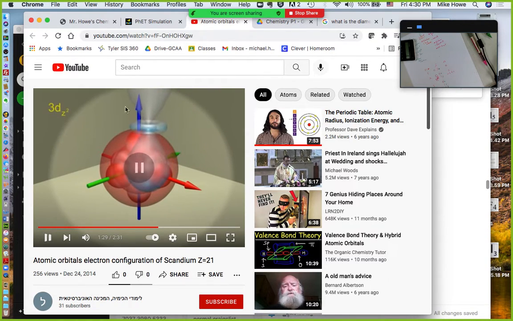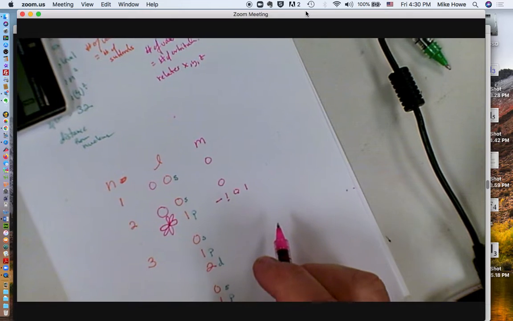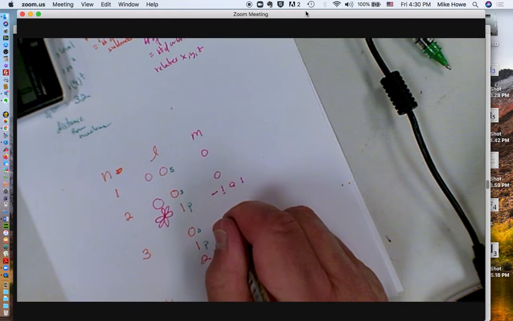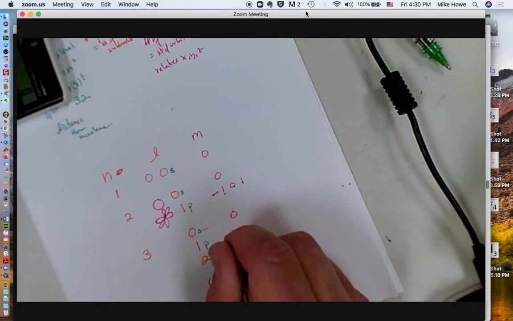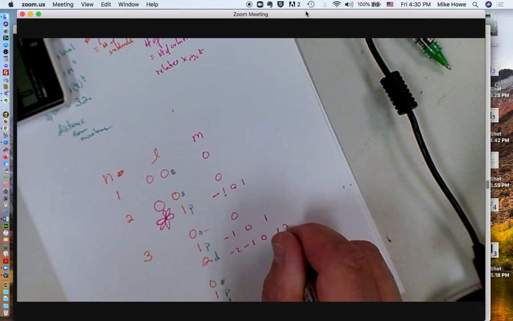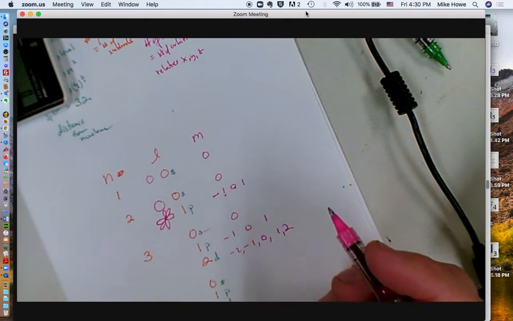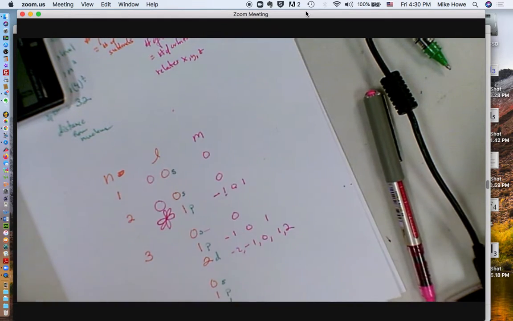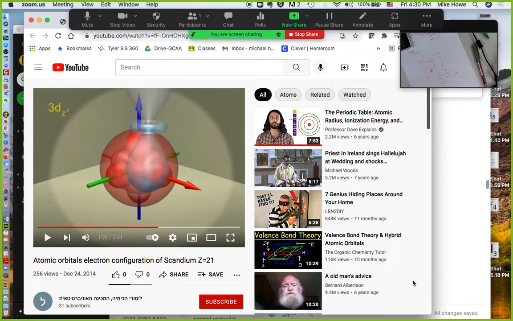Now the d, let's take a quick look at our quantum number possibilities. If we go to the third energy level, we have m equals 0 for L equals 0 there, because it's just negative L to positive L. This will be negative 1, 0, and 1 again, but this will be negative 2, negative 1, 0, 1, and 2. So there are 5 values. So 5 values means there's going to be 5 orbitals. So here we go. Go back and take a look at it. We'll see those 5 orbitals.